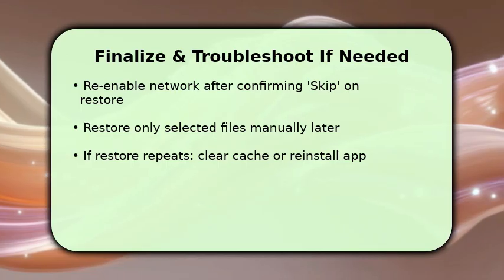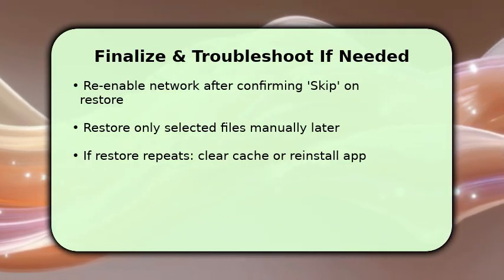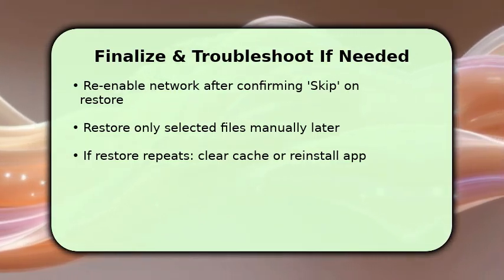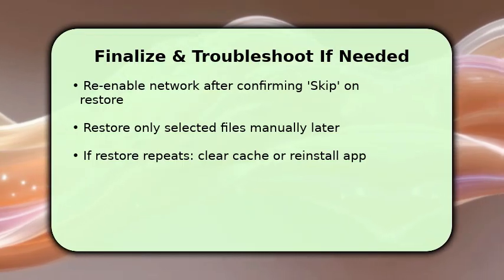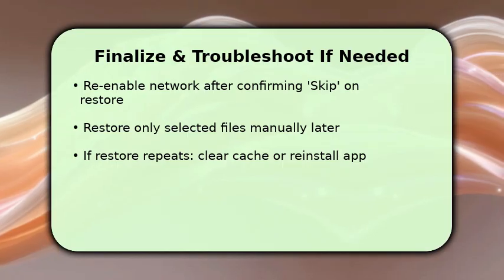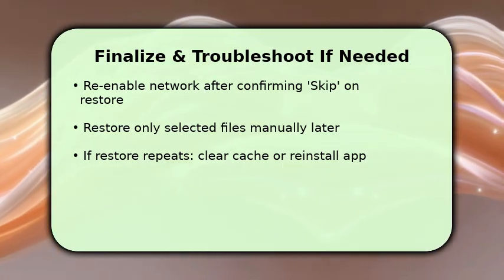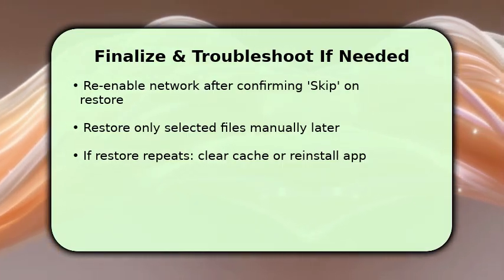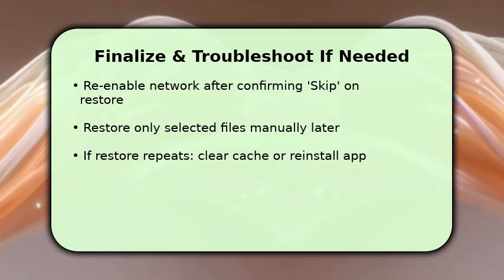If you still see media being restored, clear the app cache and data, uninstall and reinstall WhatsApp, and ensure no cloud backup is active. That usually resolves persistent restores. If problems persist, check for multiple backup accounts or duplicate backup files that need removal.